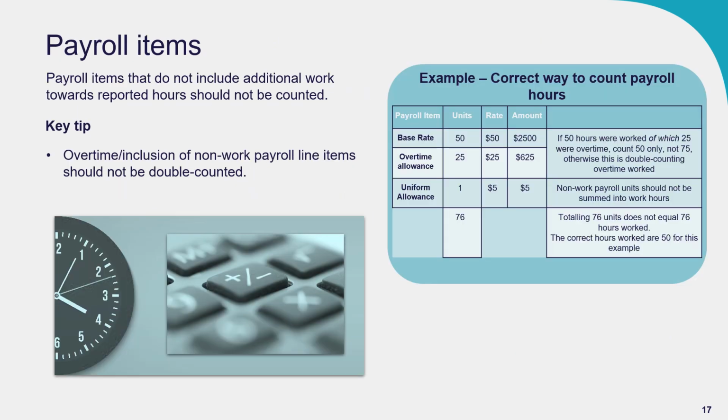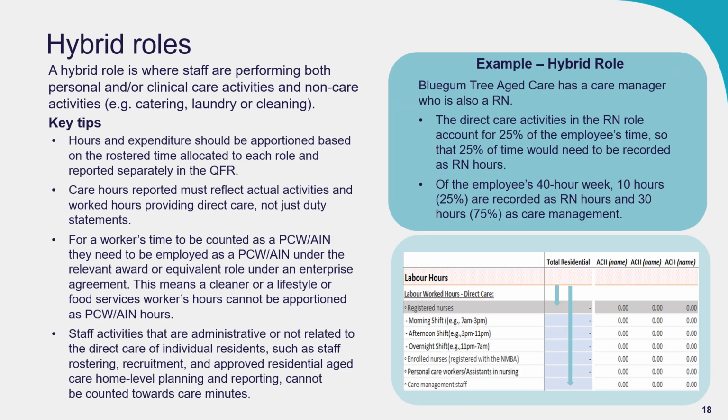Certain payroll items, including non-work items such as uniform allowances, should not be counted towards reported hours. You should also make sure that overtime hours are not double counted and that non-work payroll items are not included. The example shown on the right has only 50 worked hours, inclusive of overtime reported in the QFR. Take care not to double count the additional allowance paid for overtime in addition to the hours worked. Similarly, the uniform allowance should not be added to the total hours worked.